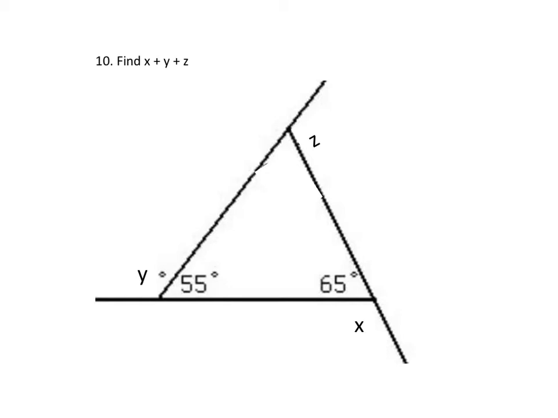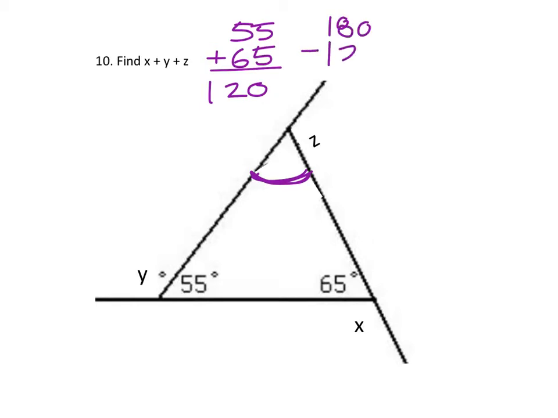So let's solve first for this missing interior angle right here. To do that, I'm going to take the 55 degrees and add it to the other interior angle of the triangle, which is 65 degrees, and then I get 120 degrees. So if I want this angle in purple here, I'm going to take the 180 degrees from all three angles and subtract the 120, and I got 60 degrees. So this is a 60 degree angle.